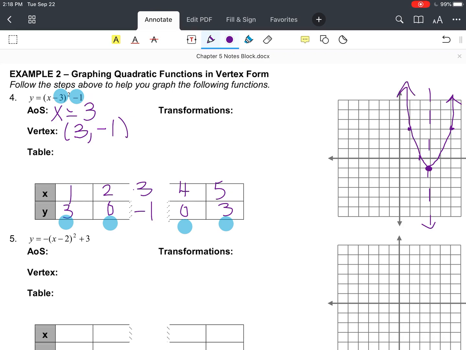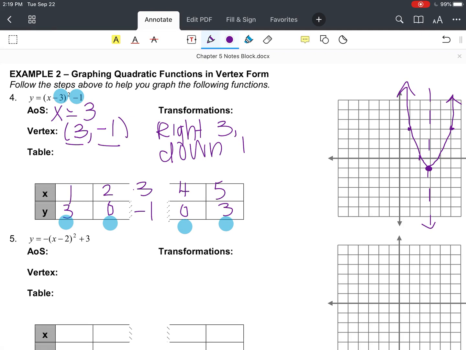And notice I get a parabola. Now it asks for my transformations. I see that I have two transformations. I went right 3 for my vertex, so I have right 3 and then down 1. That's all I did. There were no other compressions or stretches or reflections. So the only transformations were right 3, down 1.